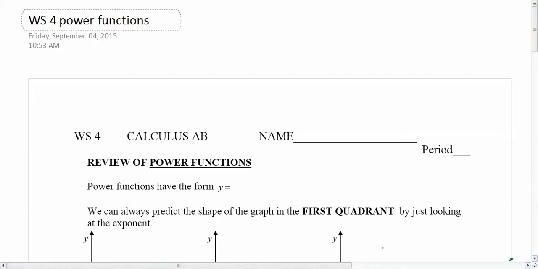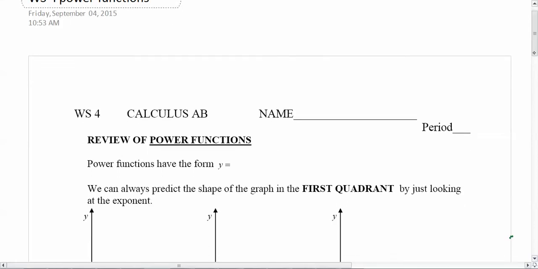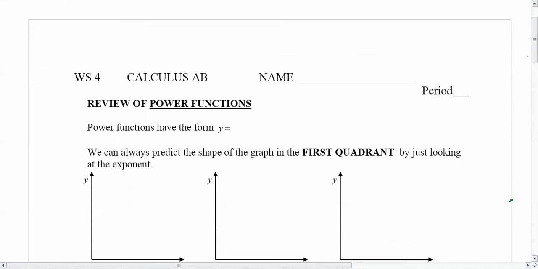Power functions. These are the notes on power functions, and we're filling out the worksheet, the first side of it. Power functions are functions that have a particular format. They're written in the form of x to the n, where the base is a variable, and the exponent is a constant.